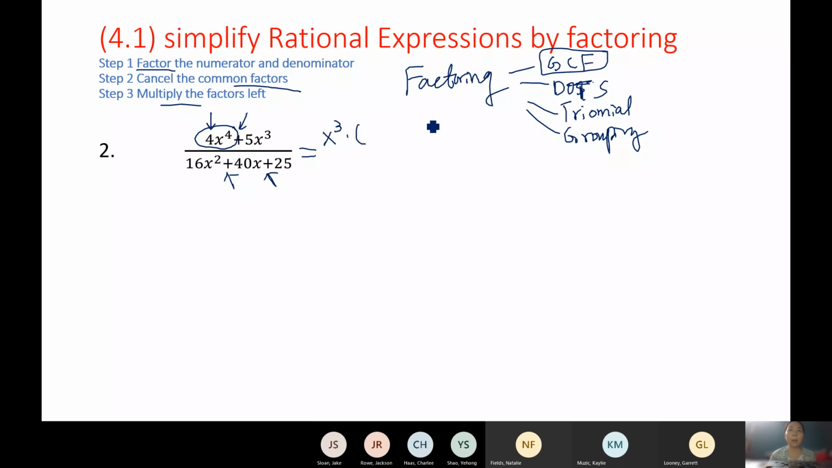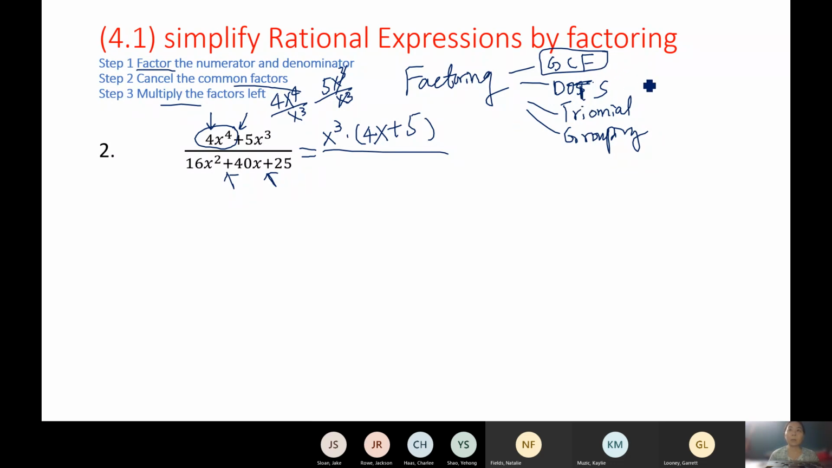So we factor out x cubed. And to write down the other factor, you just have to do division. So you take 4x to the fourth, divide by x cubed. That gives us 4x, because x fourth divided by x cubed is x. And similarly, you take 5x cubed divided by x cubed, and that gives you a plus 5. All right. The bottom, notice that they don't have anything in common. 16, 40, 25, there's no GCF except 1. x squared, x, no x. So there's no GCF. It's not going to be type 1.